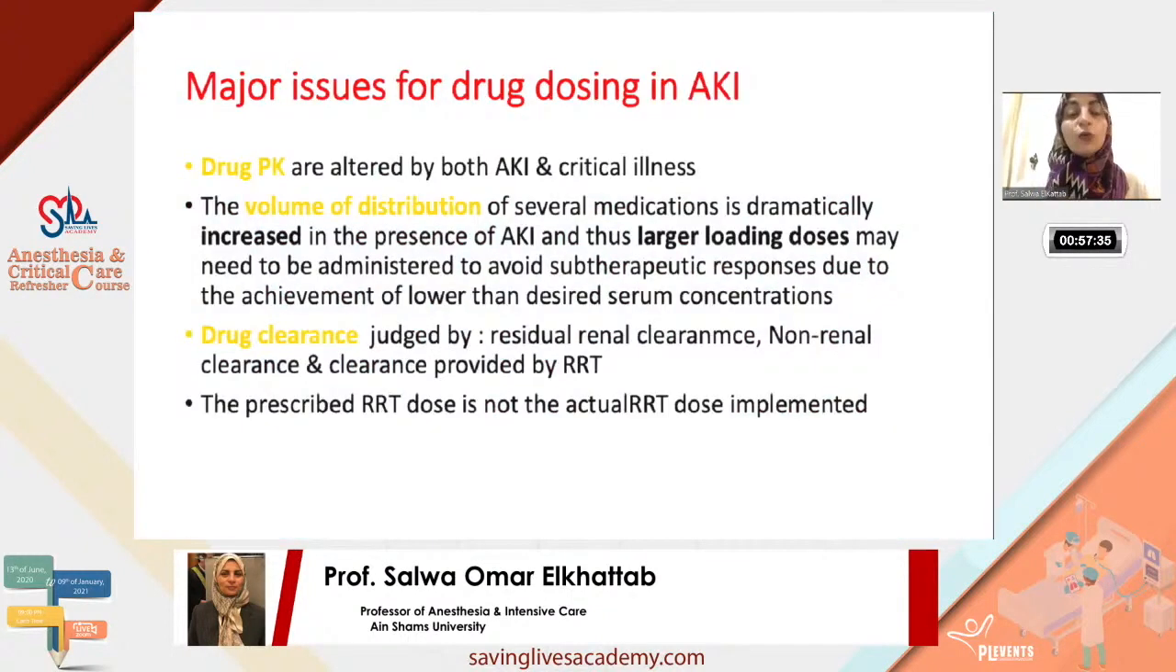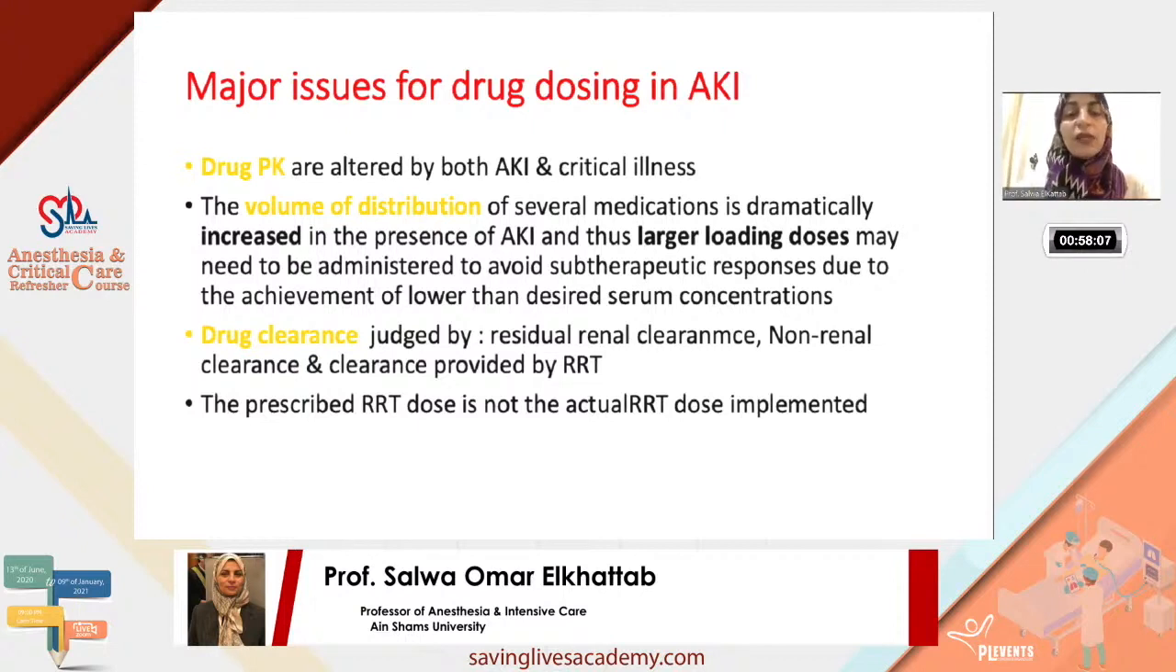We have to consider, and this can be a topic for several lectures, the issue of drug dosing in acute kidney injury. We have to think about the dose for our patient, those receiving dialysis or not. And for those receiving dialysis, it's different being on intermittent versus being on continuous. It is a lot of information we have to gather.